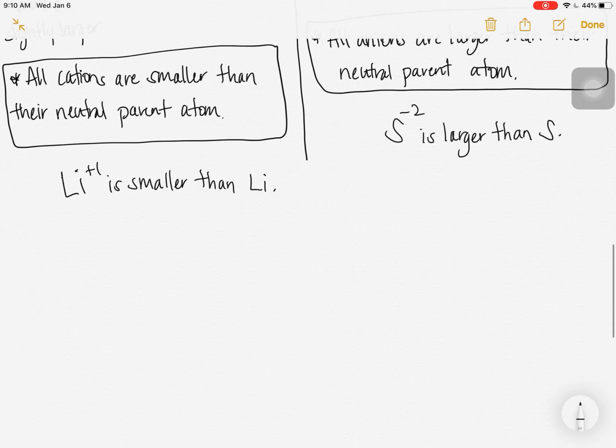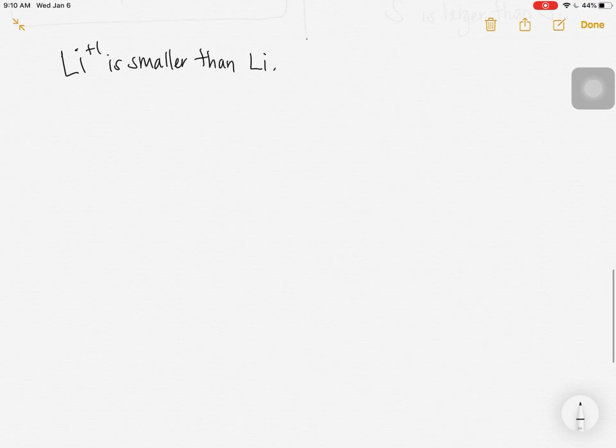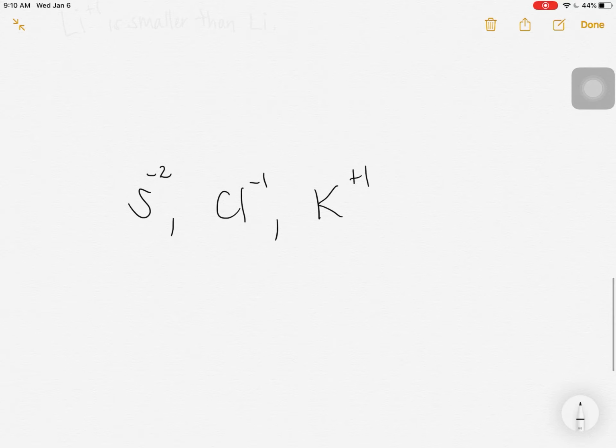So just one more I want to throw in here, and this is a little bit more advanced, but I think it's worth talking about. Let's talk about different ions, and this one's going to be a little bit of a different discussion. Let's talk about sulfur -2, chlorine -1, and potassium +1. If we were to draw these pictures, sulfur has 16 protons in the nucleus, chlorine has 17 protons, and potassium has 19. Remember, that number comes from the atomic number.